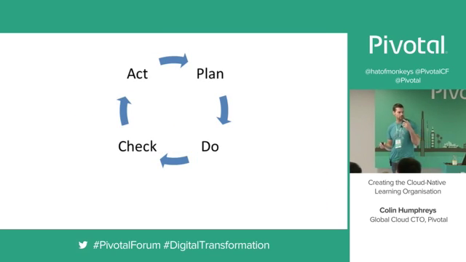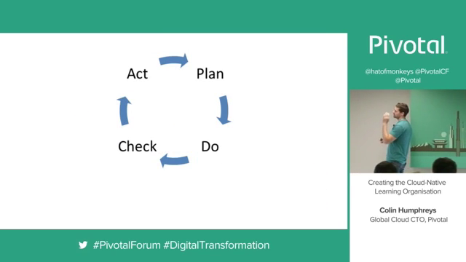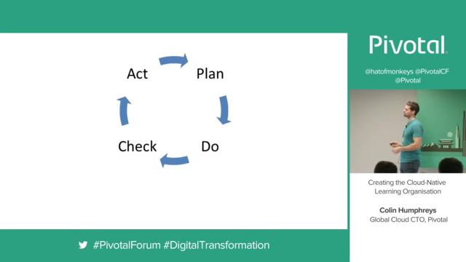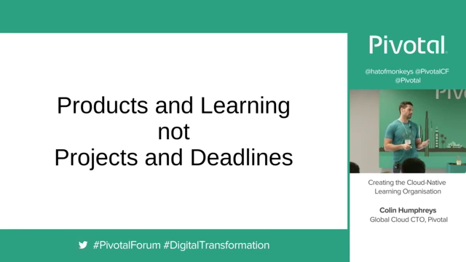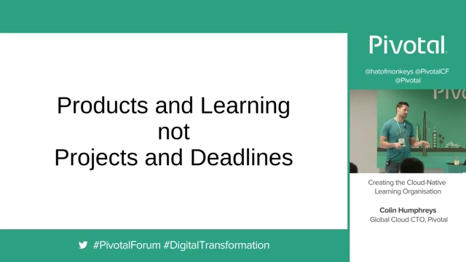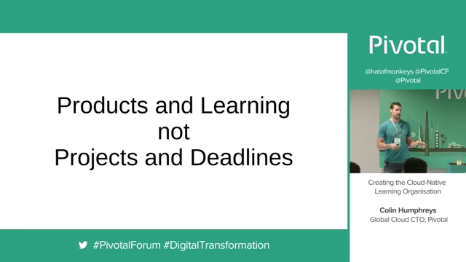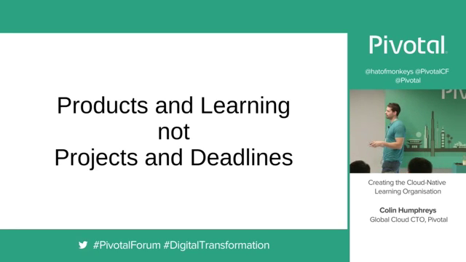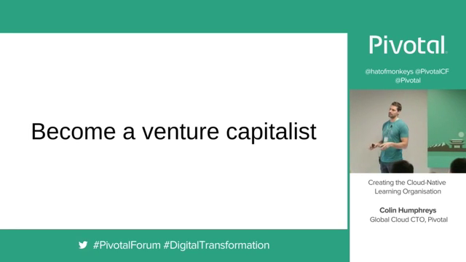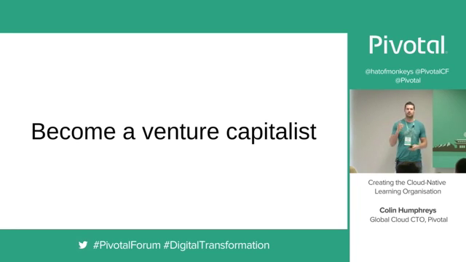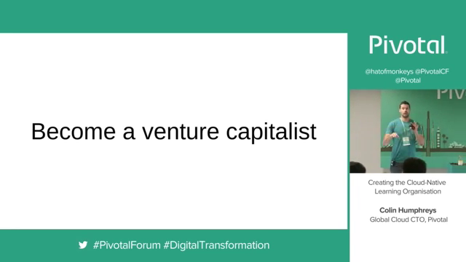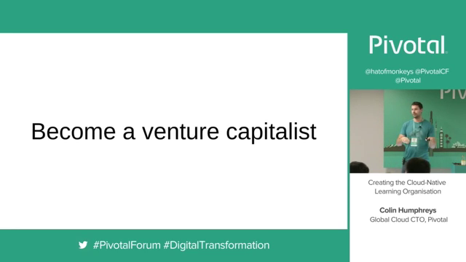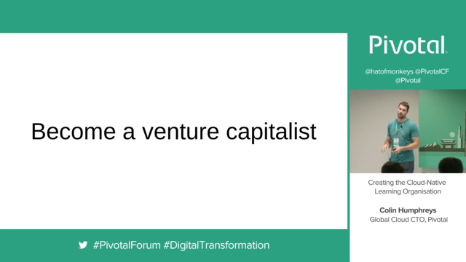So I asked you to not see Gantt charts. I asked you to see a series of small learning cycles. Okay, let's change the way this works. Let's think products and learning, not projects and deadlines. And if you're in a large organization, I asked you to become a venture capitalist. Think about a series of small products that you're building. And if they don't work out well, then kill them. If they do work out well, then fund them further.